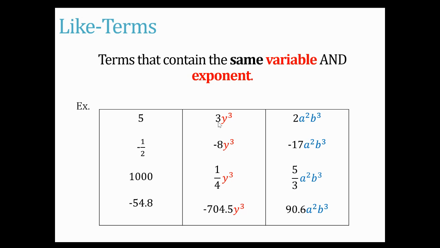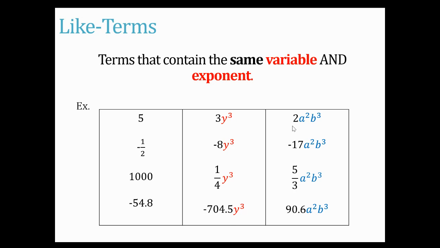Now the next column, we have 3y to the third, -8y to the third, 1/4 y to the third, and -704.5y to the third. So they each have y to the third, so that makes them like terms. You can tell that the numbers in front don't matter. Some are fractions, some are decimals, some are positive, some are negative. But as long as they have that same variable with the same exponent, it's considered a like term.